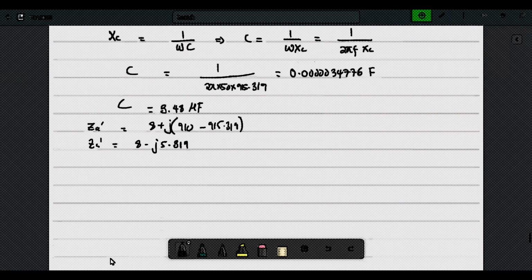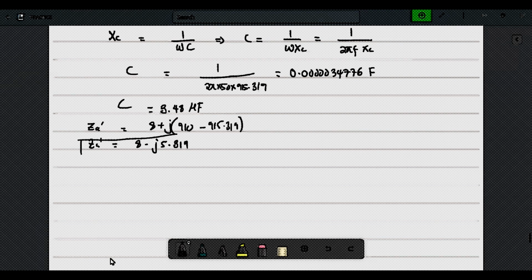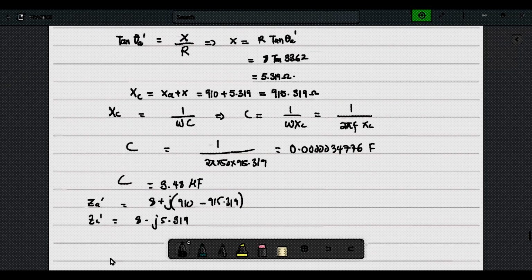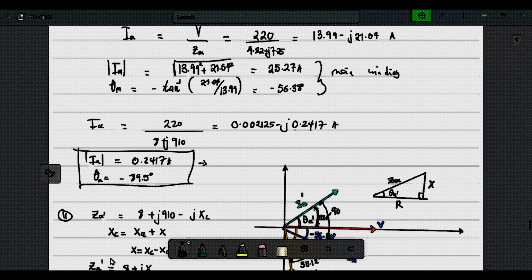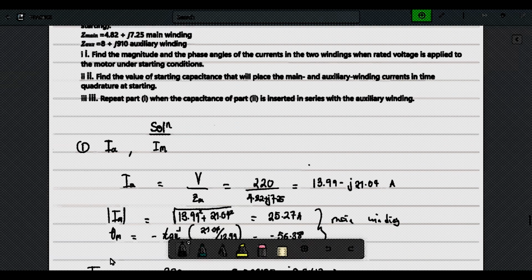Okay, so if you see now we have ZA prime, so from this we can now calculate the current, right? Oh, actually this should be the third part of the question, because this second part of the question just ends here, right? Now the next part of the question is asking us to repeat part one when the capacitance of part two is inserted in series with the auxiliary winding.